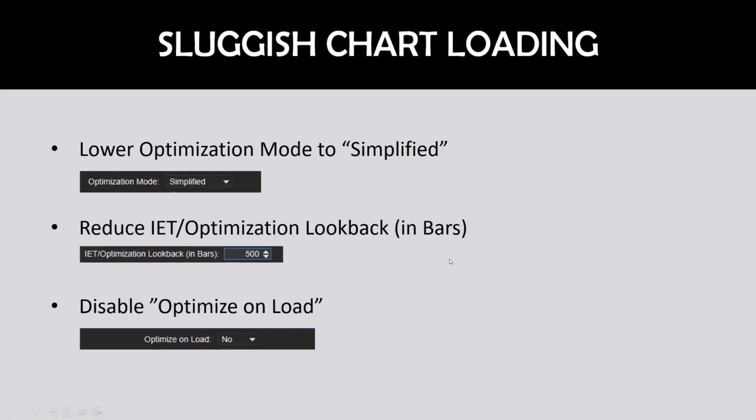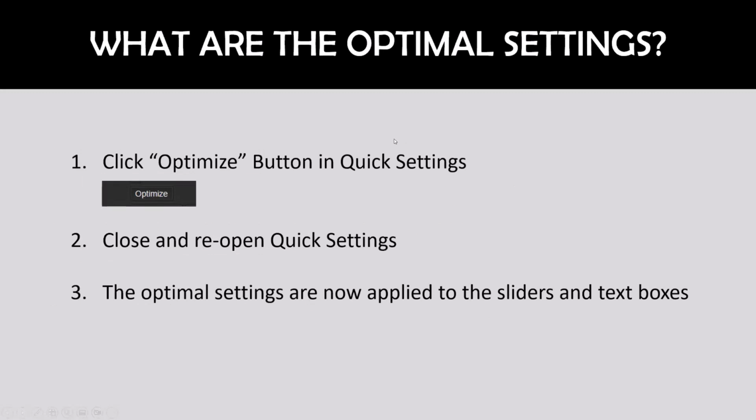Okay. And finally, how do I know what the optimal settings are? Which settings have been deemed optimal? It's quite easy. First of all, you make sure it's been optimized by clicking on the optimize button. Then you have to close the settings and reopen them. And then you will look at the values in the settings. You will look at what the sliders are saying and what the text boxes are saying. And these were the settings which have been deemed optimal. Okay. So just a quick reminder.